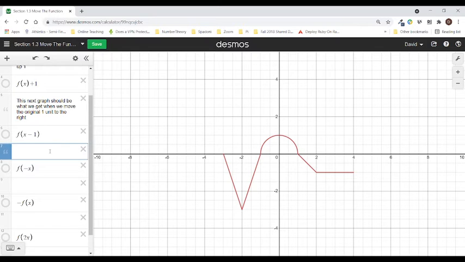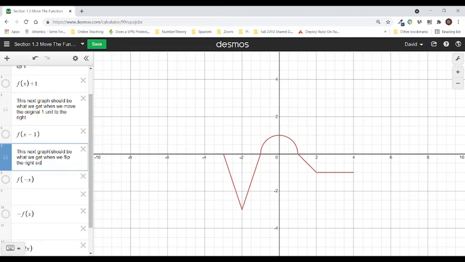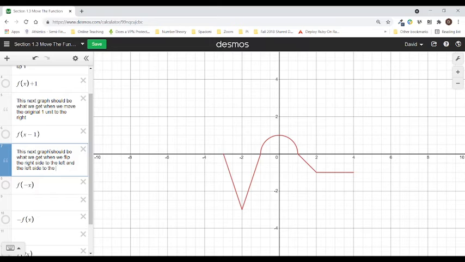So let's enter that as a little note here. This next graph should be what we get when we flip the right side to the left and the left side to the right.